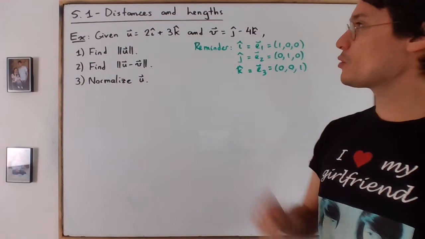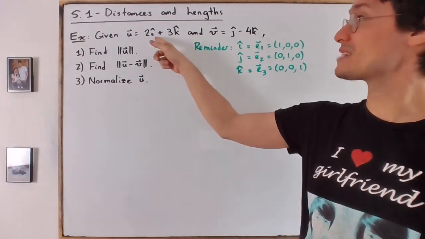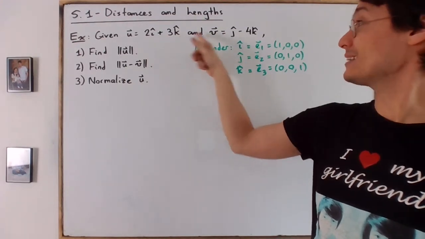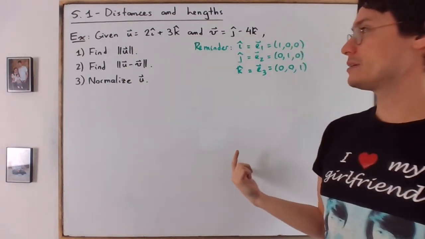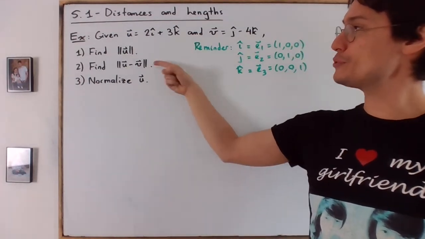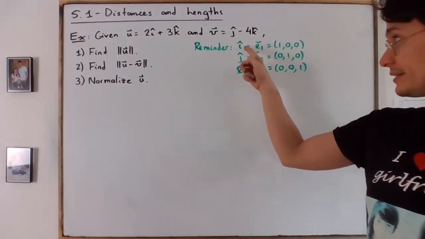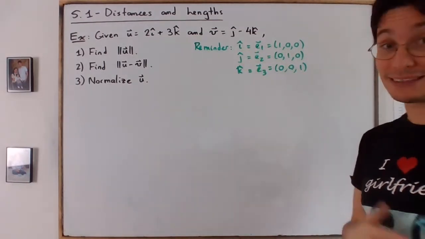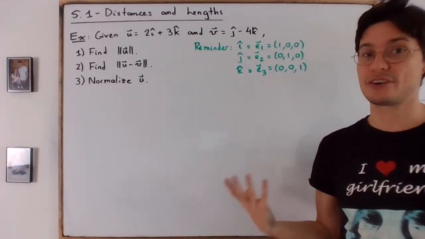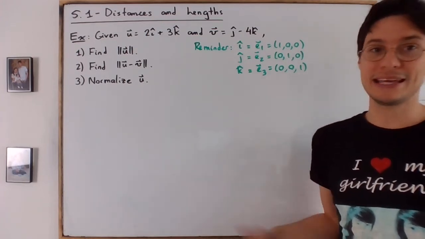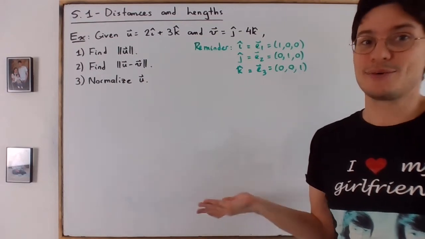Okay, so we are given two vectors that are expressed a little bit weirdly. u is 2 times i hat plus 3 times k hat, and v is going to be j hat minus 4 k hat. Then we want to find the norm of u, the norm of u minus v, and to normalize u. Reminder, these are i hat, j hat, and k hat. These are simply another notation to write the standard basis in R3. In general, I don't particularly like this notation, but it exists, so we have to deal with it.